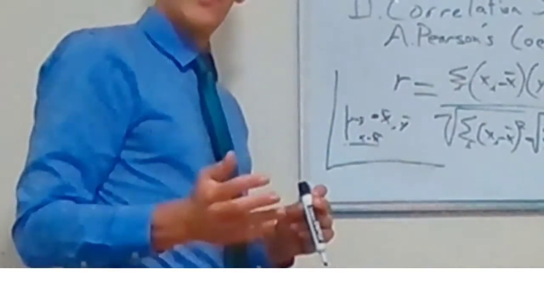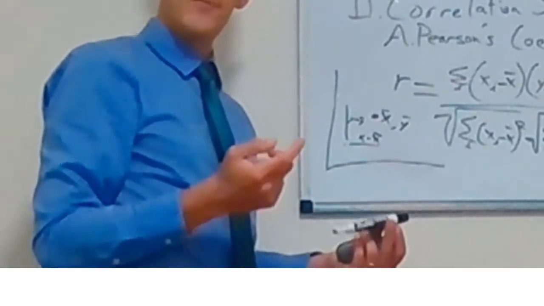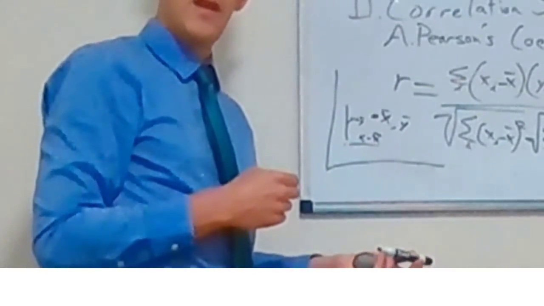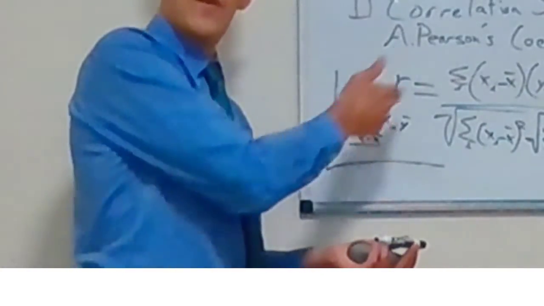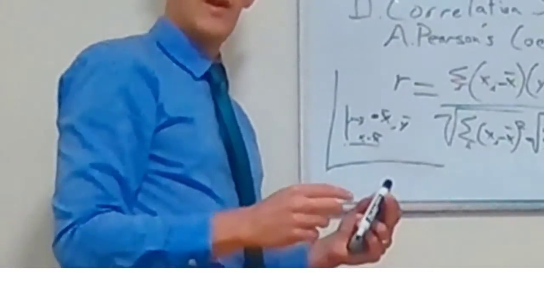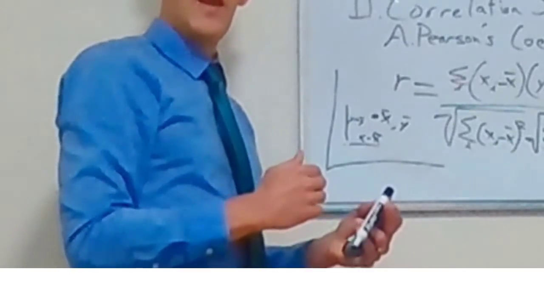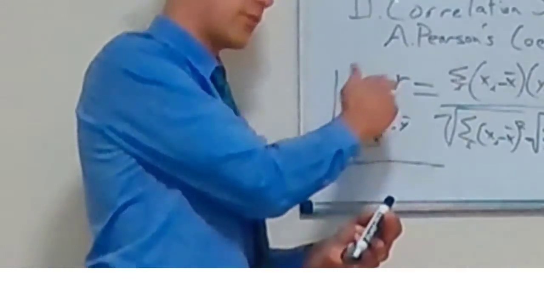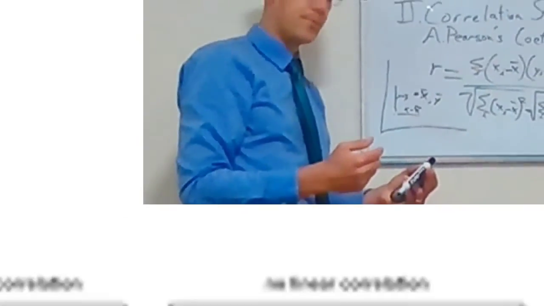So for each one of those data points that we may plot on this, they have a difference from the mean. And the idea here is the sum of the differences from the mean divided by the square root of the sum of the differences is actually going to be telling us how well they're related: what direction they're going to be related in and the strength of the relationship.